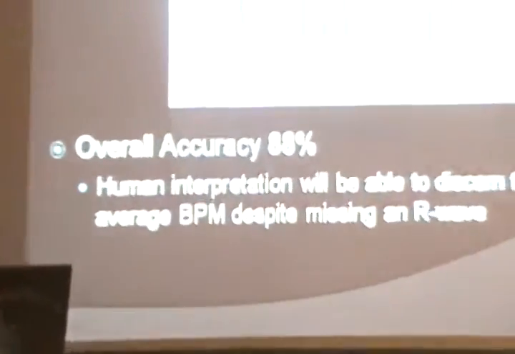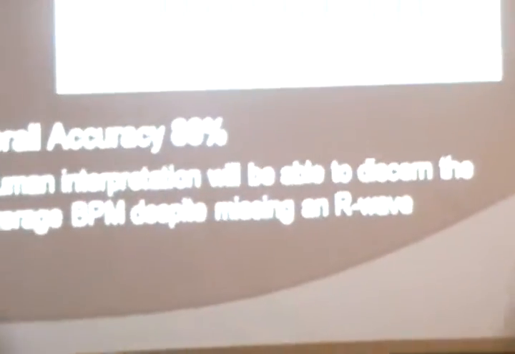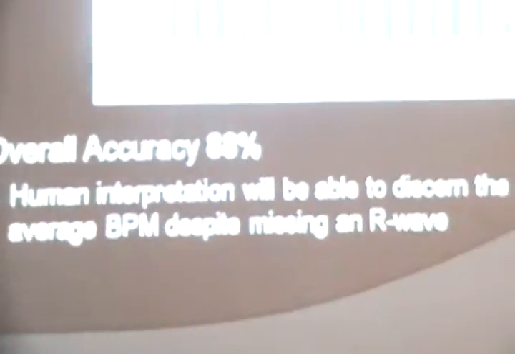I also wanted to point out that although our system may miss R waves, humans looking at the 7-second strip would still be able to tell the heart rate because of the reoccurring pattern in the 7 seconds.